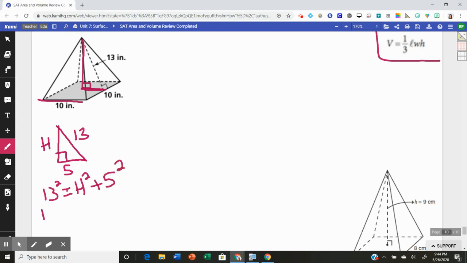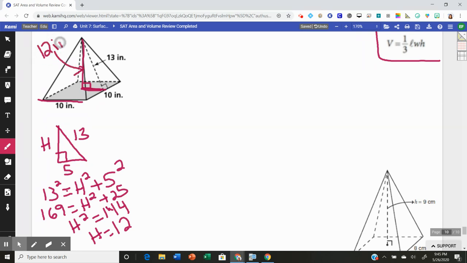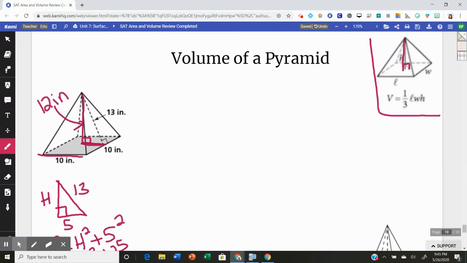So 13 squared is 169. 5 squared is 25. If I subtract that from both sides, I end up with 144. And finally, the square root of that is 12. So we get that our height here that we're going to need for our formula is going to be 12 inches long. So now that we have all the information that we need, let's just fill into the formula.